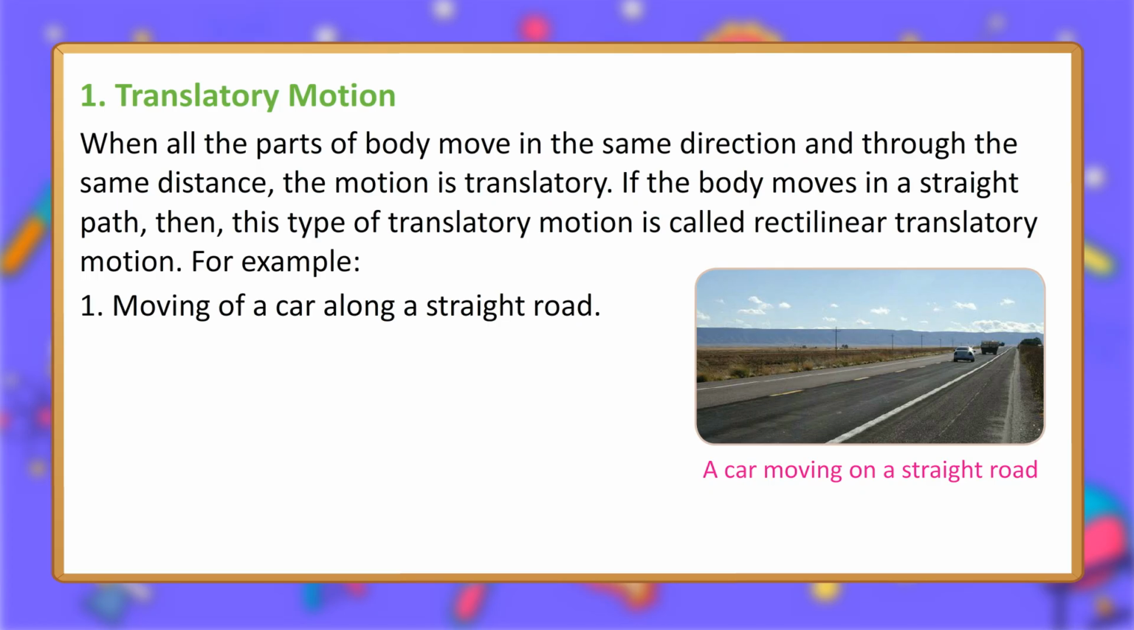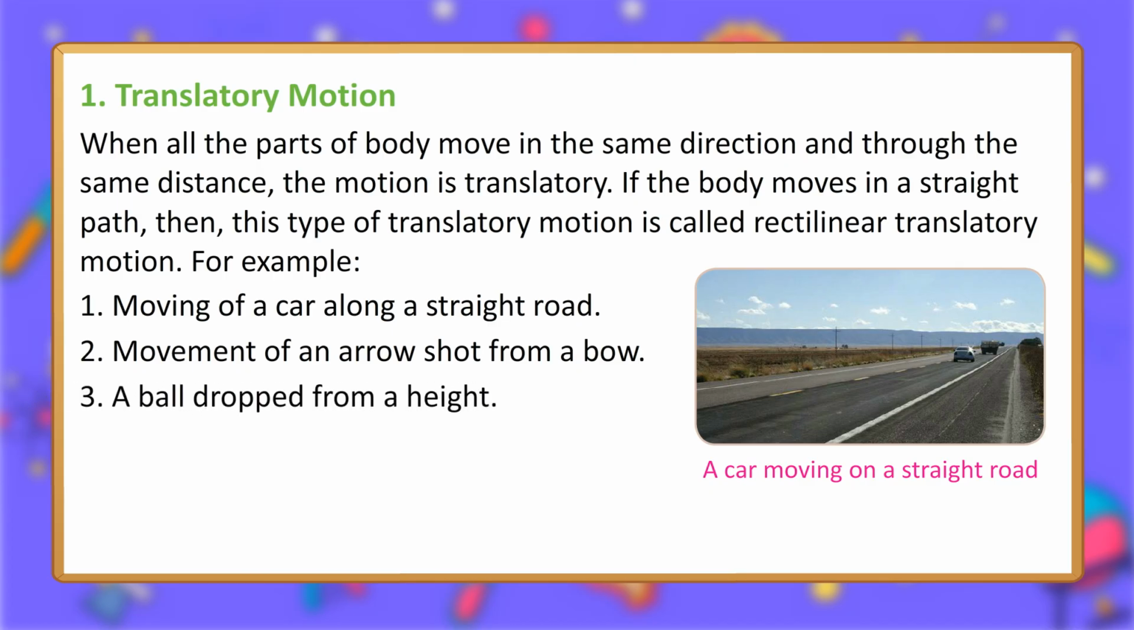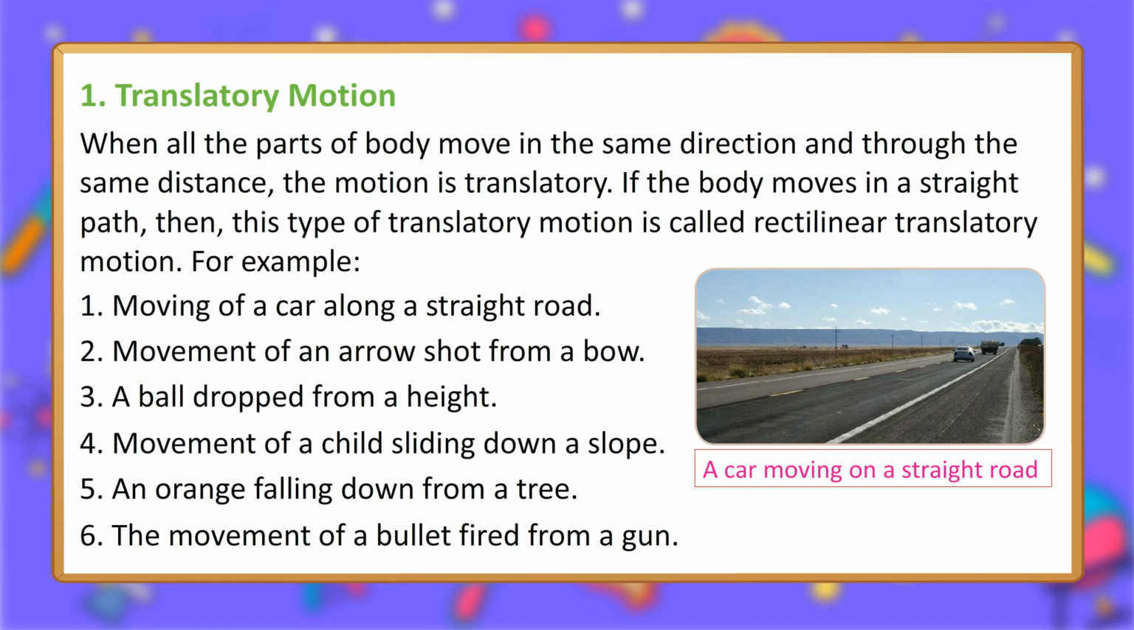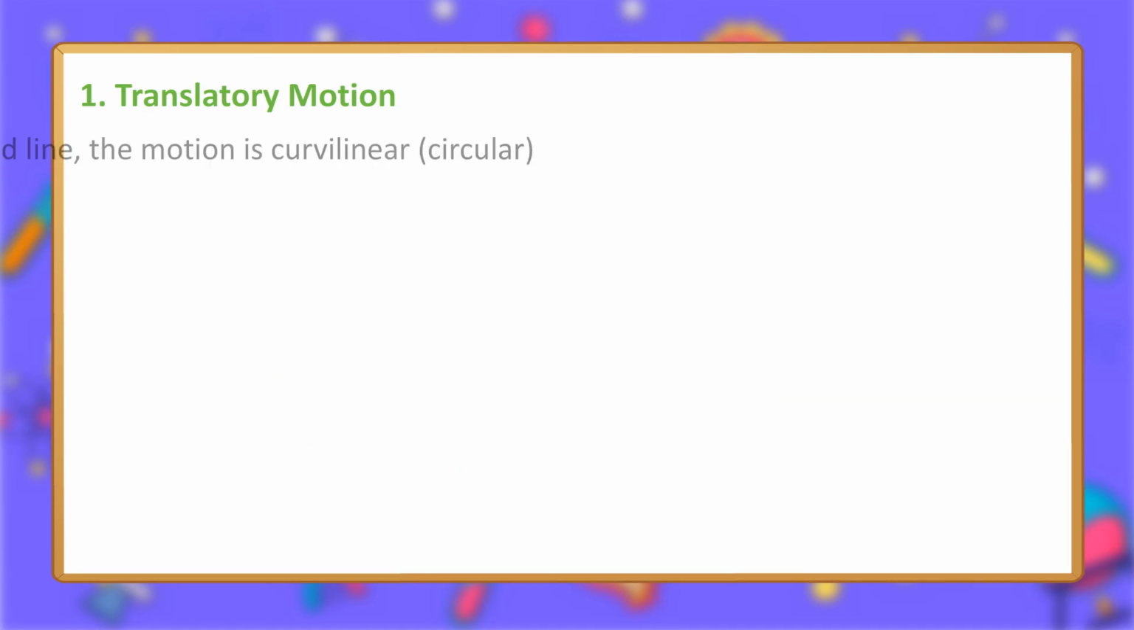Moving of a car along a straight road. 2. Movement of an arrow shot from a bow. 3. A ball dropped from a height. 4. Movement of a child sliding down a slope. 5. An orange falling down from a tree. 6. The movement of a bullet fired from a gun. A car moving on a straight road.